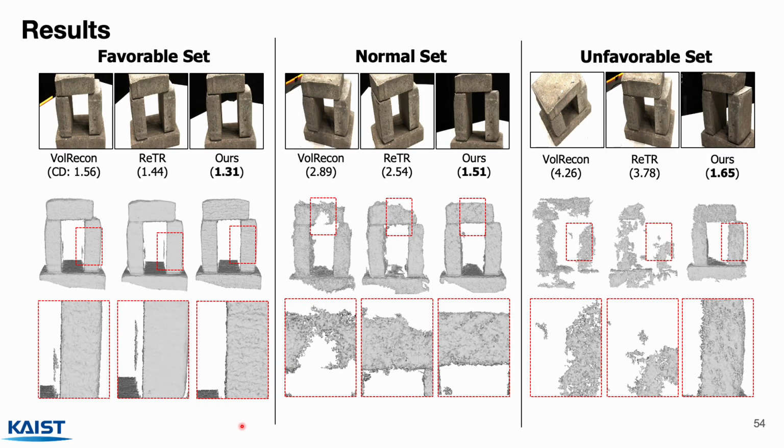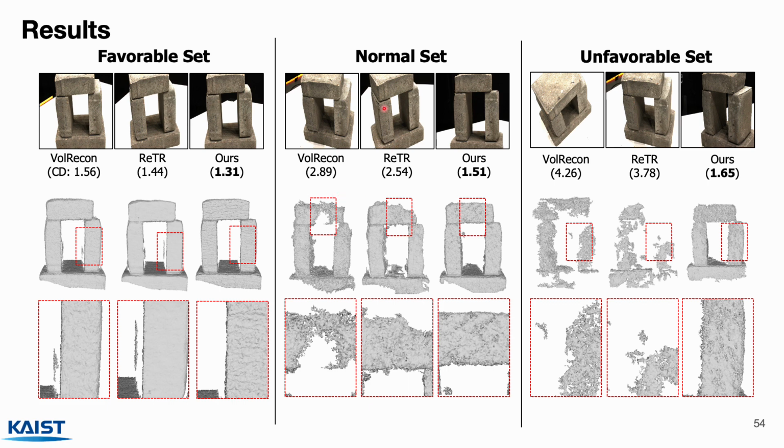And this is another result. As you can see here, we compare with three types of input: favorable sets, normal sets, and unfavorable sets. We use the metric chamfer distance here, and for chamfer distance, the lower the better. As you can see, in the favorable sets, the reconstruction quality is quite similar between the baselines and ours, and the gap is not that huge.